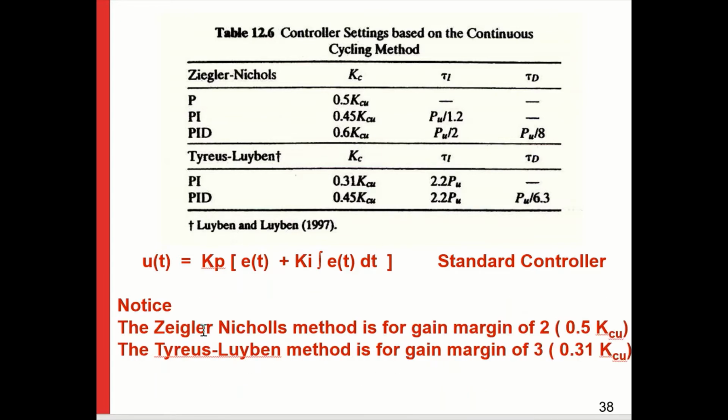In general, you say that the Ziegler-Nichols method has slightly bigger gains, giving you closer to gain margin 2 results, whereas the Tyreus-Luyben one has slightly smaller gains, which gives you more like a gain margin of 3, or 0.3.